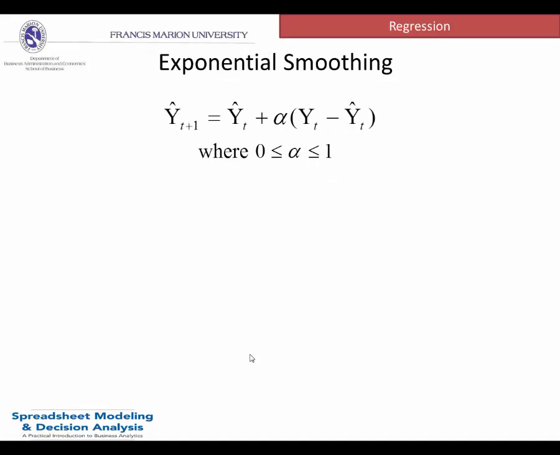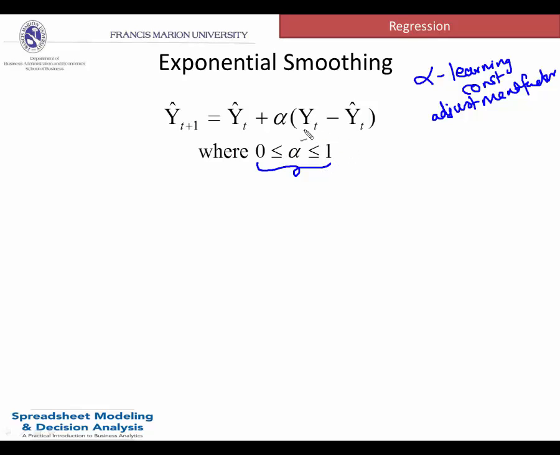The last stationary model we are going to discuss is exponential smoothing. And for exponential smoothing, we're introducing a new term, which is called alpha. Alpha is called a learning parameter, learning constant, or adjustment factor. And it is essentially a value between 0 and 1.